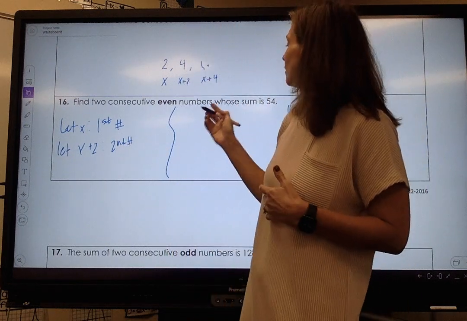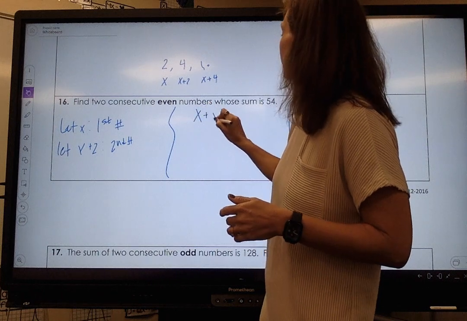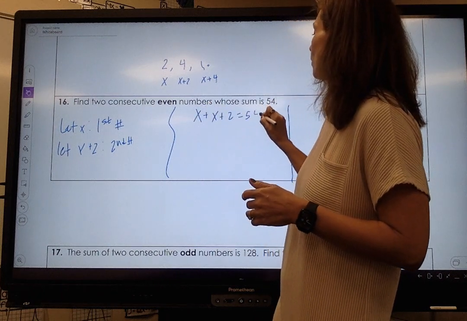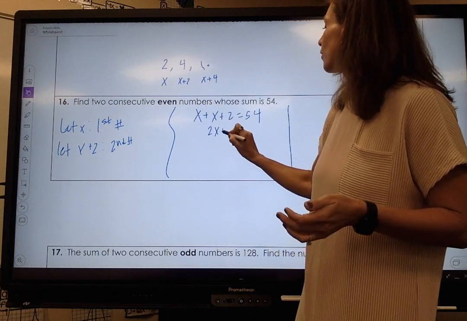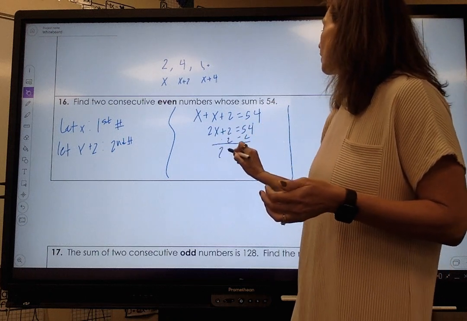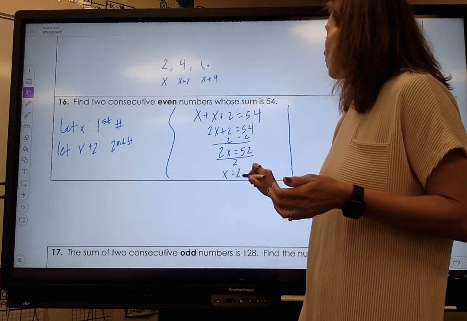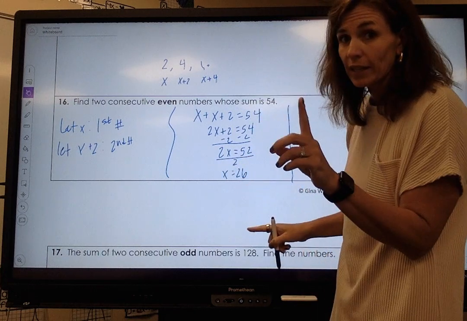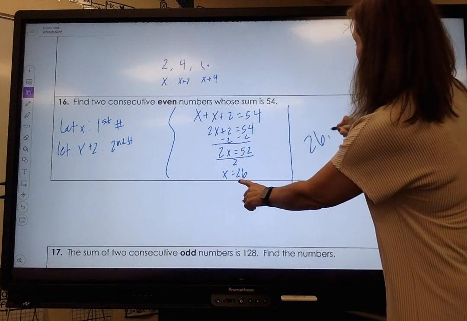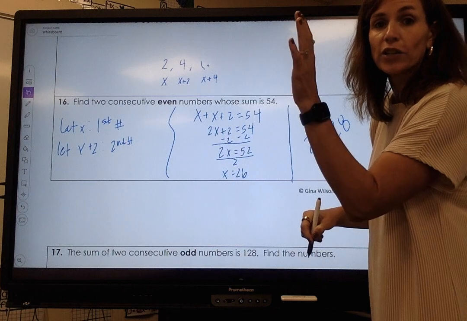Okay? And now it says the sum is 54, so I'm going to add them. x plus x plus 2 equals 54. And then I combine like terms. Subtract 2. 2x equals 52. Divide by 2. x equals 26. So they're consecutive even. So if the first one's 26, the next one's 28. Do they add up to 54? They do. It checks out.